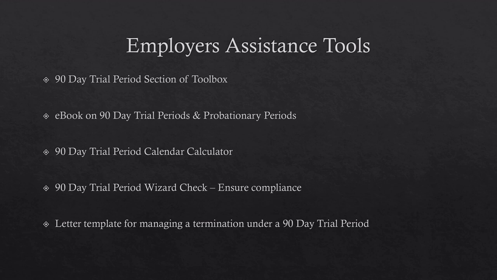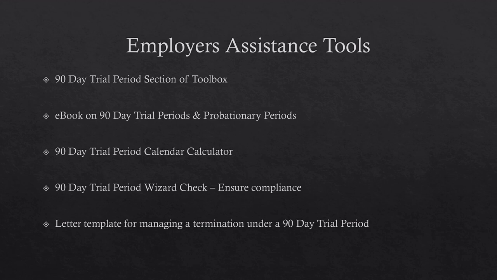We have the 90-day trial period calendar calculator, where you can check, double check, triple check the dates just to make sure that you are still inside the 90-day calendar time frame before you get to a point where you're terminating.